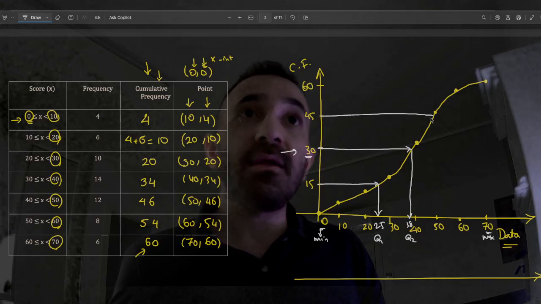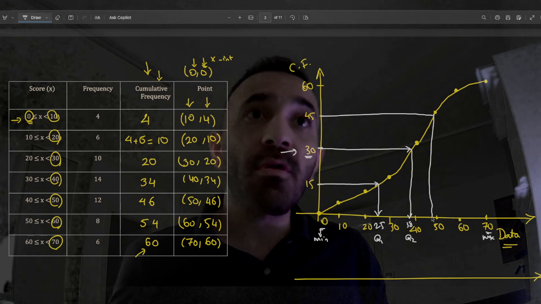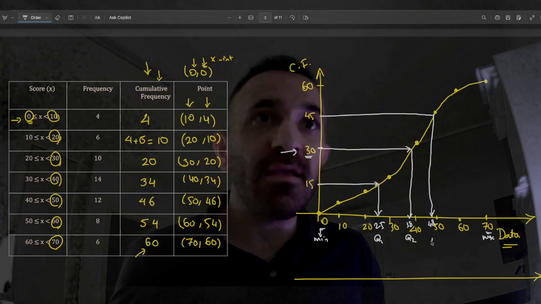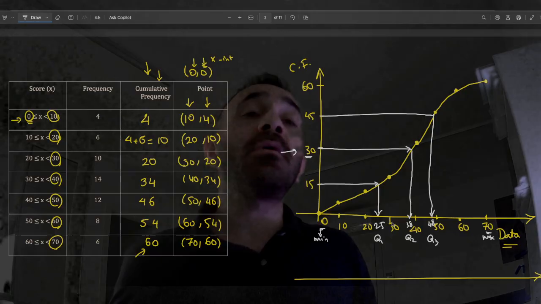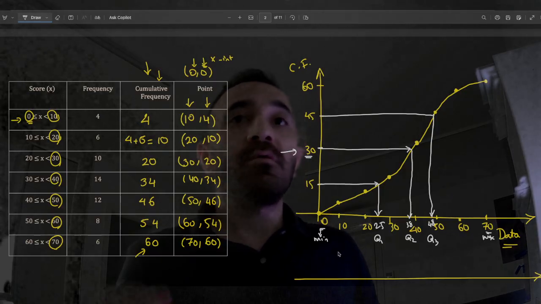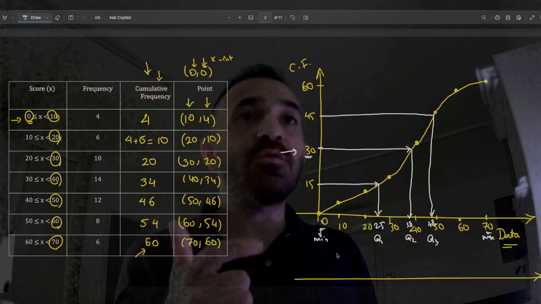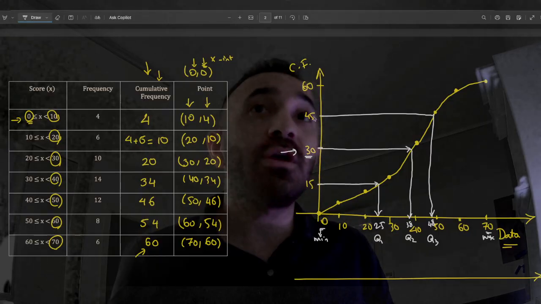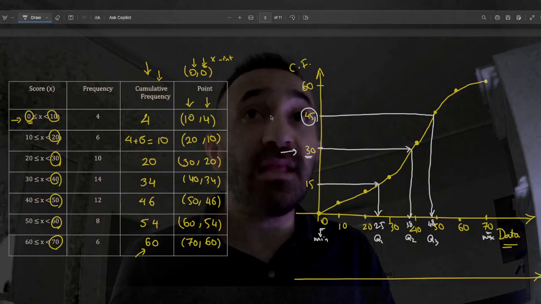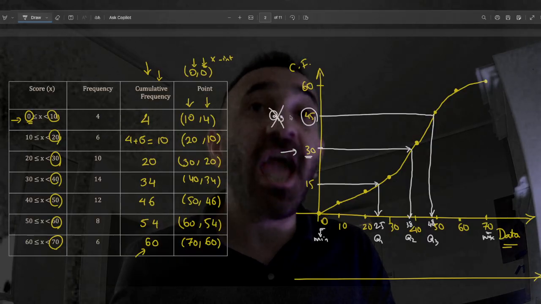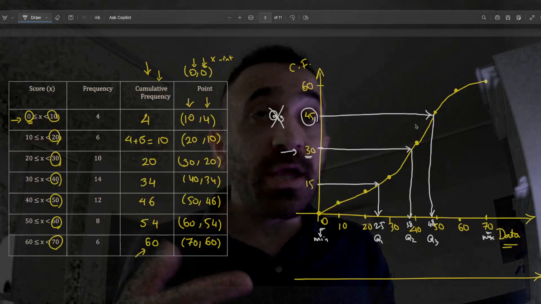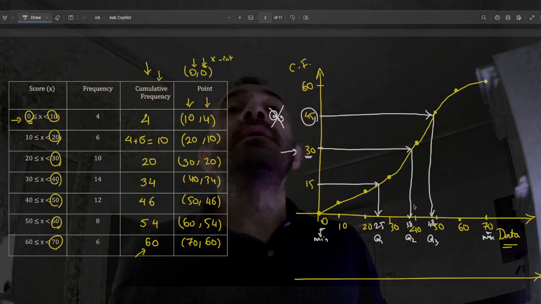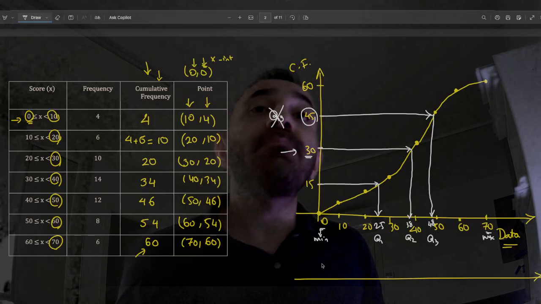And what about the upper quartile? 45, maybe here. I'm going to go down. So maybe 48. This is your upper quartile. So we have minimum, Q1, Q2, Q3, and maximum. Remember, I'm going to repeat it one more time. 45 is not your Q3. It helps you to find the value of Q3. That's very important.